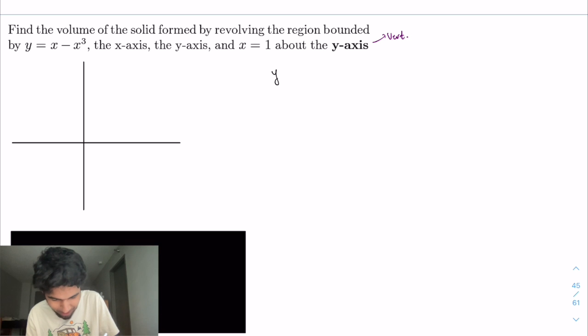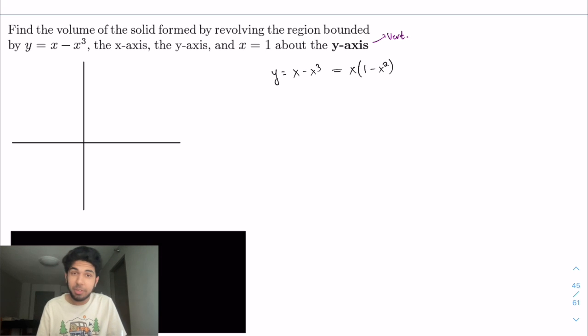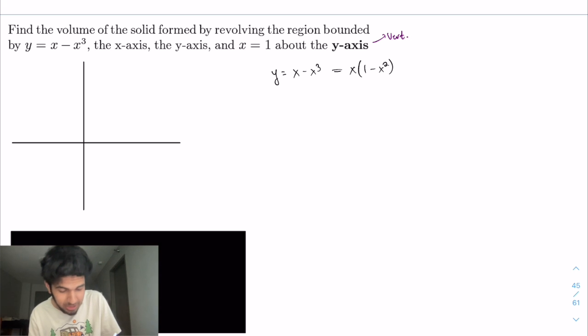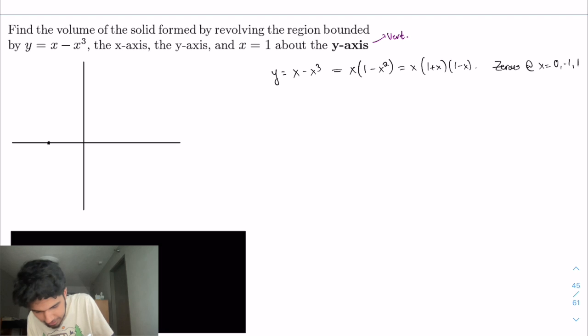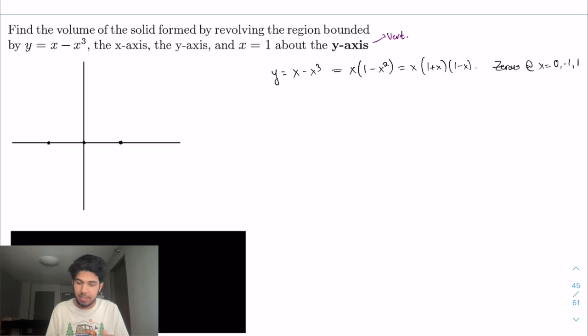So our function is y equals x minus x cubed, which we can say is equal to x times 1 minus x squared. 1 minus x squared is the difference of squares, so we can factor that into x times 1 plus x times 1 minus x. So that tells us that there are zeros at x equals 0, -1, and 1. Those are the values that make the function equal to 0. Cool, so let's mark those on the graph here. I'll just put dots where it intersects the x-axis.